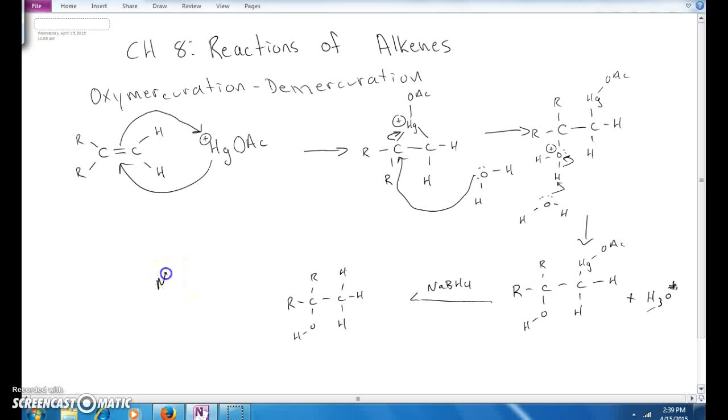Again, this process is also Markovnikov, in that the hydrogen will add to the less substituted side and the alcohol to the more substituted side.